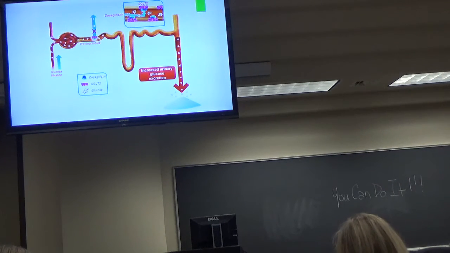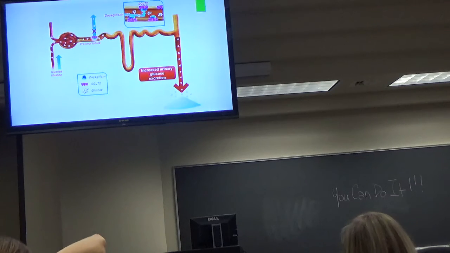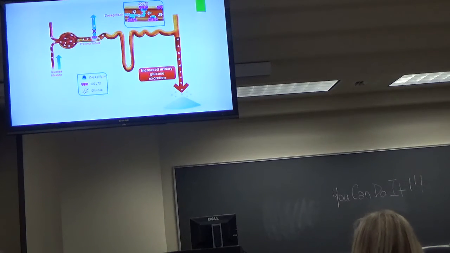So for Invokana and Farxiga, they may reduce some cardiovascular risk. But you have to treat a large number. The number needed to treat is like 70. But the experts coming out now believe that it is a value to consider in your patients who have cardiovascular disease and diabetes already.